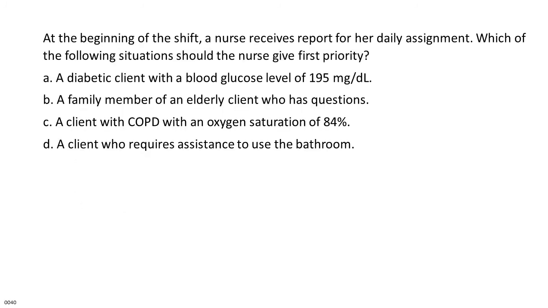At the beginning of the shift, a nurse receives report for her daily assignment. Which of the following situations should the nurse give first priority? A. A diabetic client with a blood glucose level of 195 mg per deciliter. B. A family member of an elderly client who has questions. C. A client with COPD with an oxygen saturation of 84%. D. A client who requires assistance to use the bathroom.